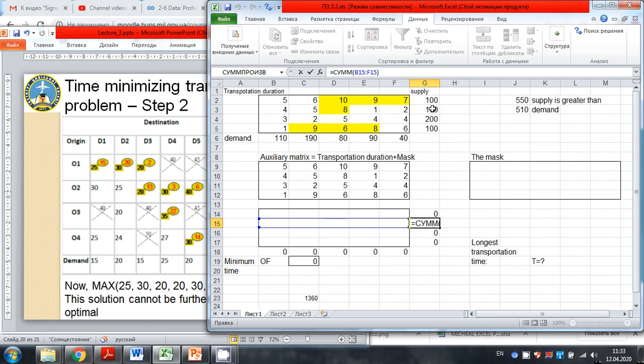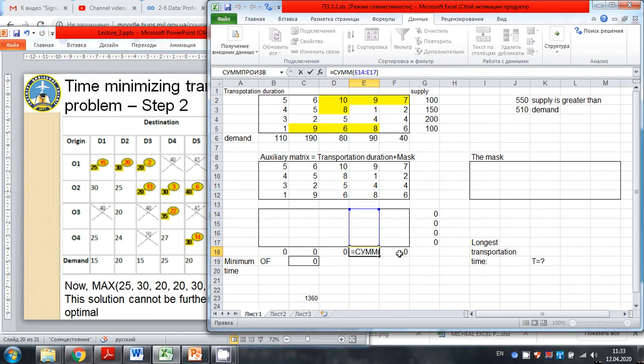Now we do the same with the demand. Actually, we need that the demand would be greater or equal than this particular value. So we set up all these summations for these cells, which are just sums of the corresponding columns in the transportation plan matrix. So now we are all set.